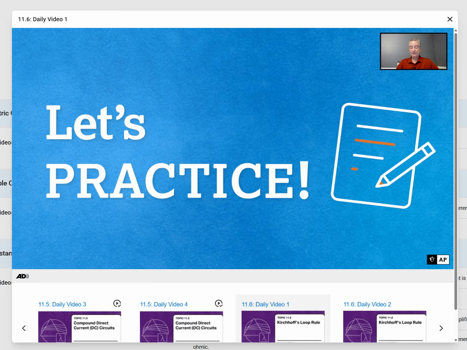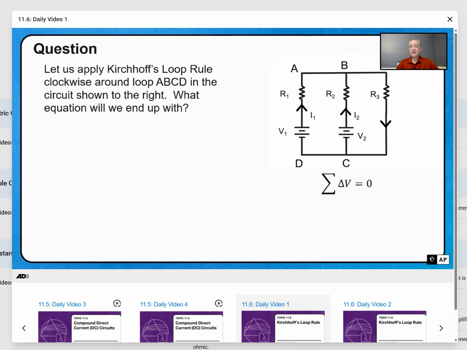So let's practice. In this circuit, you will notice that there are actually 3 resistors, but now there are 2 batteries. So this seems a little bit more complicated. But we can still use Kirchhoff's loop rule to come up with an equation that we could then substitute numbers into to find whatever information we were asked to solve for. Another thing to note is that we have 2 currents, I1 and I2, given in the circuit.